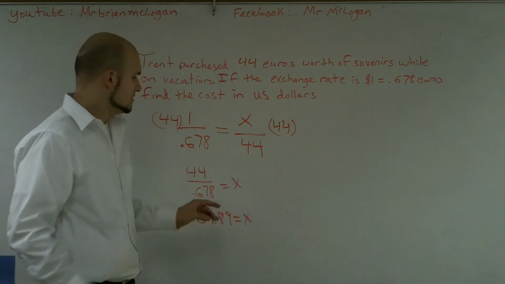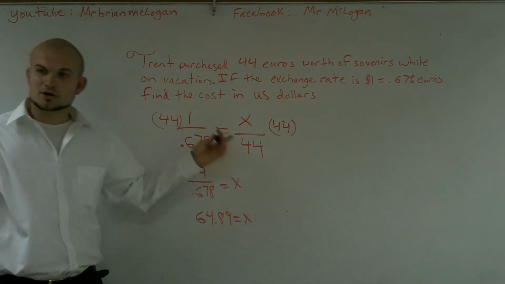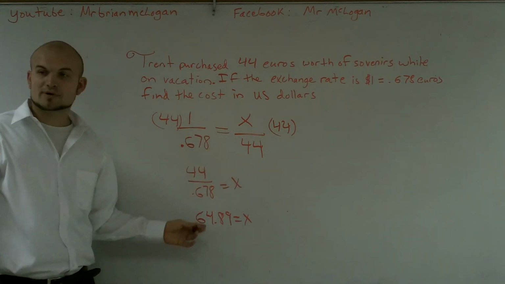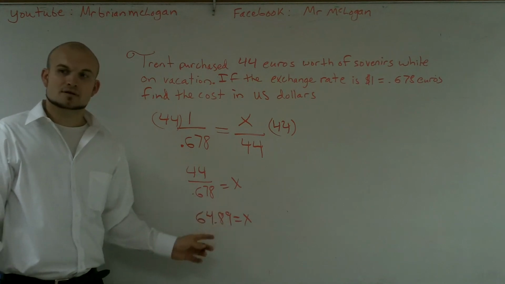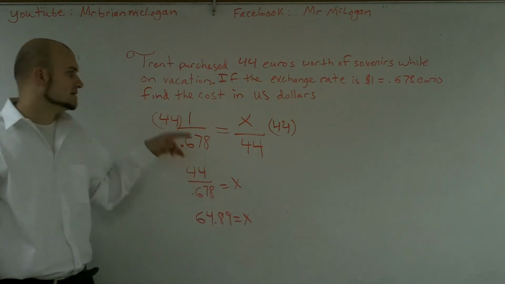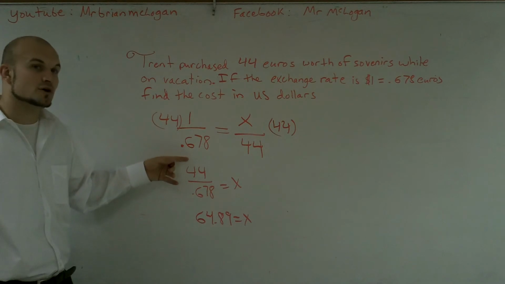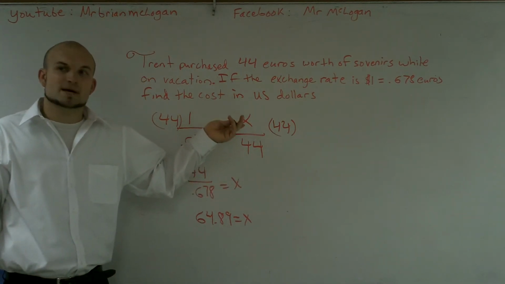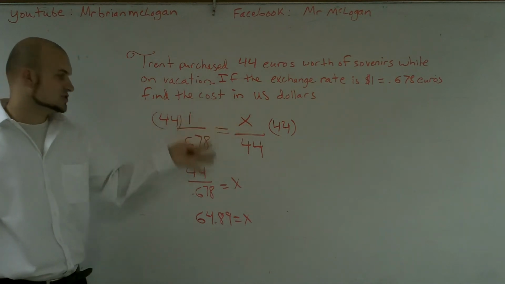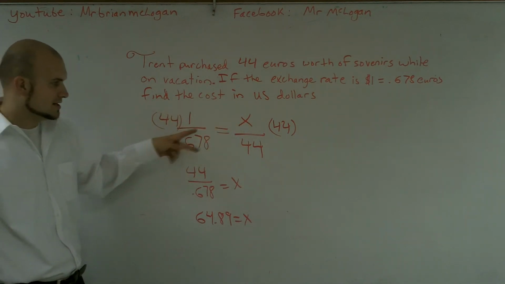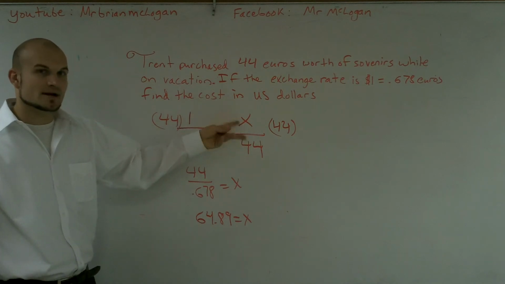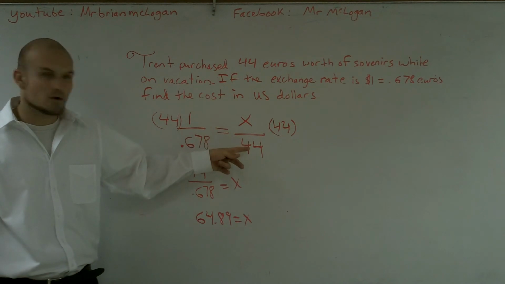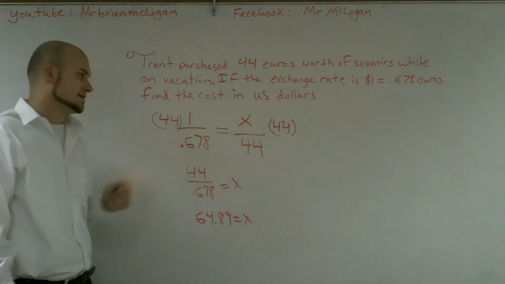So what it says is, if they spent 44 euros on vacation, the equivalent to that is $64.89 US dollars. So what you want to do is always set up a comparison. If they say $1 is to 0.678 euros, and they say, well, you spent 44 euros, how much US money did you spend? Well, what you need to do is set up your proportion of one quantity compared to another quantity equals that same quantities compared. And then, guys, it's just inverse operations. You know your variable is divided by 44, so multiply by 44 on both sides.